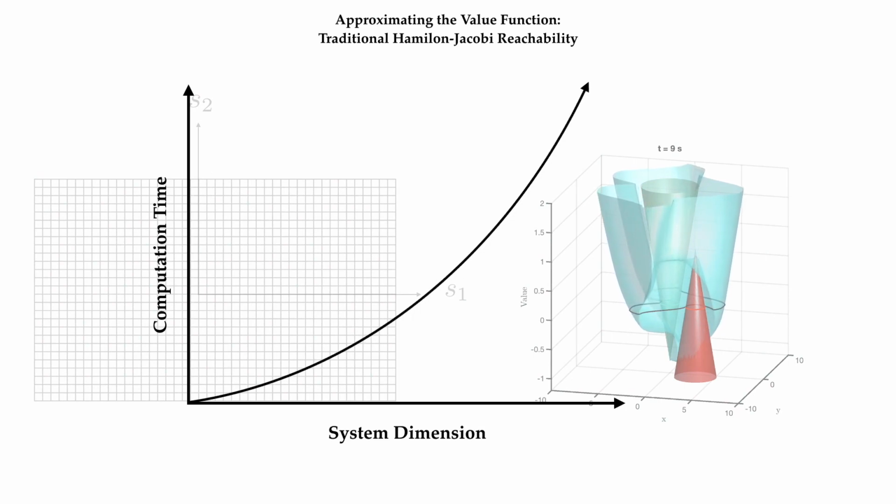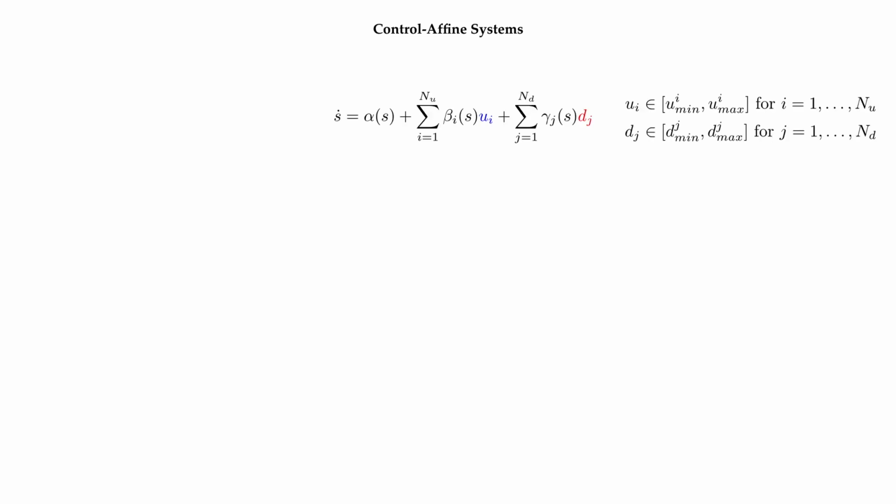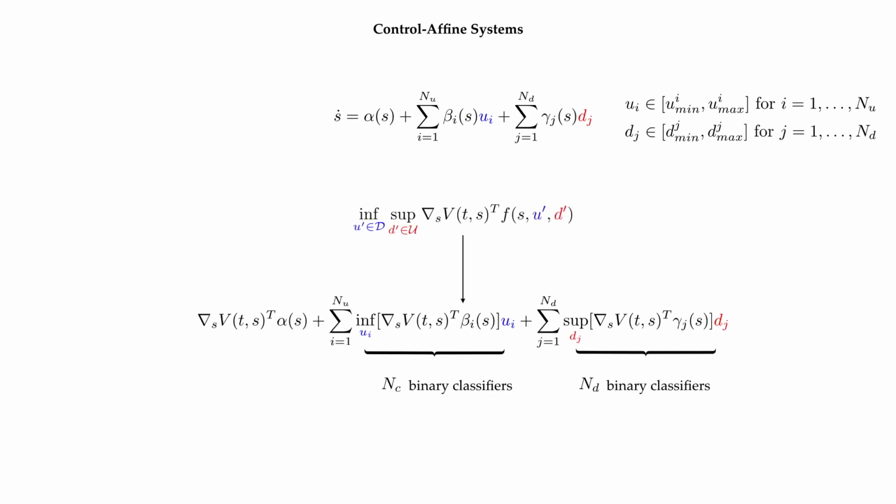There are some other strategies with improved scaling properties. Unfortunately, they often make restrictive assumptions on system dynamics, safety constraints, and set geometries. In this paper, we propose a new method for computing approximately optimal control and disturbance policies for a broad class of dynamical systems in which control and disturbance enter linearly. We show that, at each step, the optimal control and disturbance policies for these control-affine systems may be represented as a set of binary classifiers.